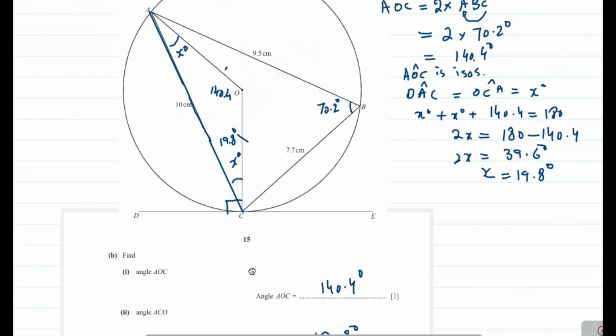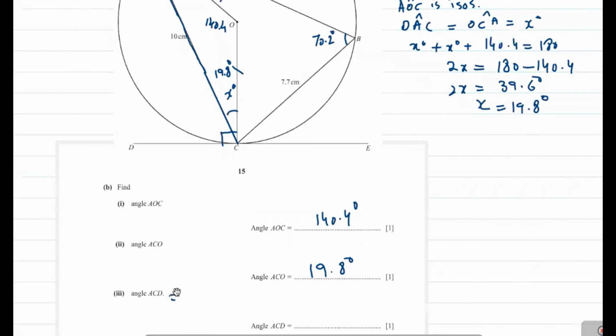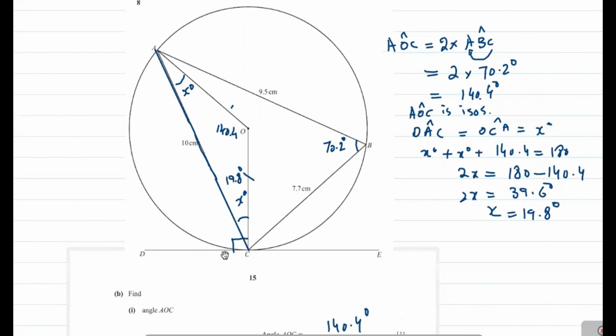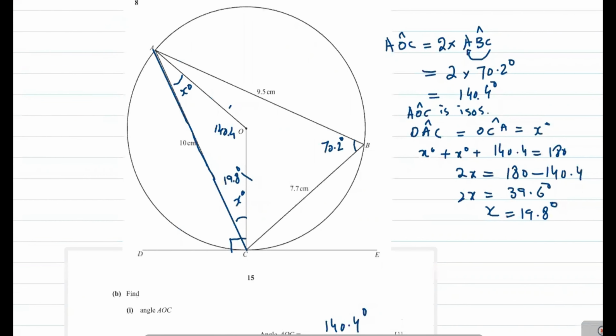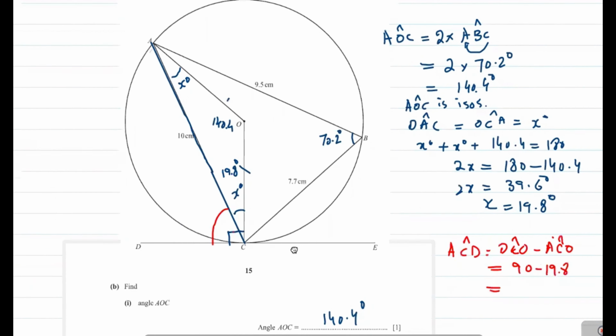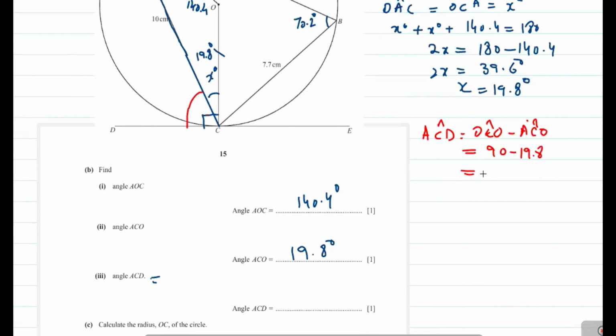Now the next angle, ACD. You see here, this is the angle ACD. You have to find this angle ACD, and therefore ACD will be equal to DCO minus ACO. You see here, this is 90 and this angle is 19.8. Therefore, ACD will be equal to 90 minus 19.8, which is 70.2 degrees. Now we write 70.2 degrees as the answer.